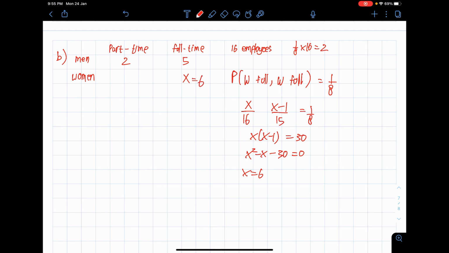Okay, and since the total number of employees is 16, the last number here is just 16 minus 2 minus 5 minus 6. There will be 3 of them.